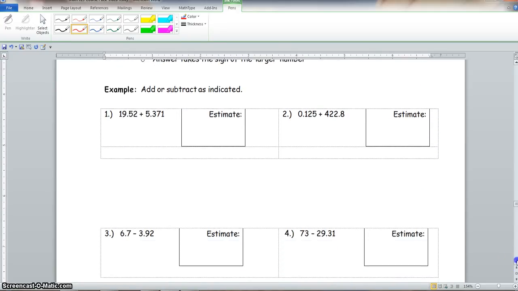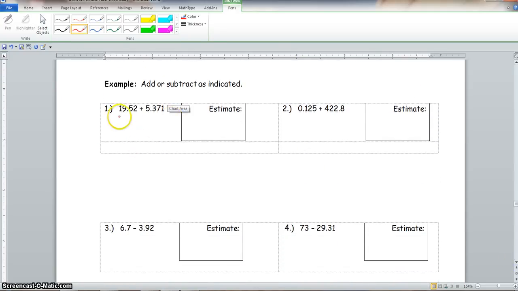Now, we come here. If you notice here, we have a regular problem and we also have an estimate. A lot of times, estimating will help you to see if your answer is roundabout the correct answer. Now, if we estimate these numbers to the nearest whole number, 19.52 would be about 20, and 5.371 would be 5. 20 plus 5 is 25. So your answer here should be roundabout 25.